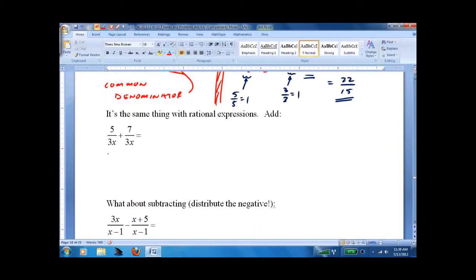Now, this is the easy one. Common denominator already. Add the top. We're pretty much done. When you're done, you have 2 things to look at. Can I reduce this? And the answer is yes. 4 3s, 1 3. And we get 4 over 3x. Pardon me, just 4 over x. And we also have to say x cannot equal 0. Always worry about the excluded values.